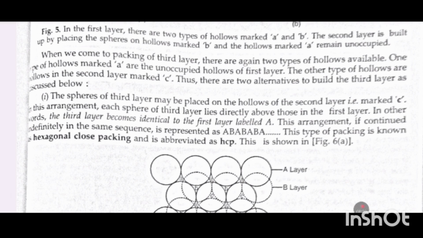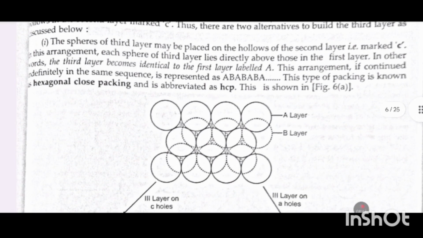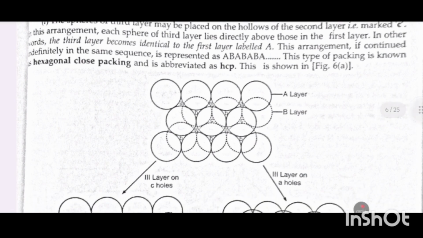The spheres of the third layer may be placed on the hollows of the second layer, that is, marked C. In this arrangement, each sphere of the third layer lies directly above those in the first layer. In other words, the third layer becomes identical to the first layer, labeled A. This arrangement, if continued indefinitely in the same sequence, is represented as ABABAB. This type of packing is known as hexagonal close packing and is abbreviated as HCP.